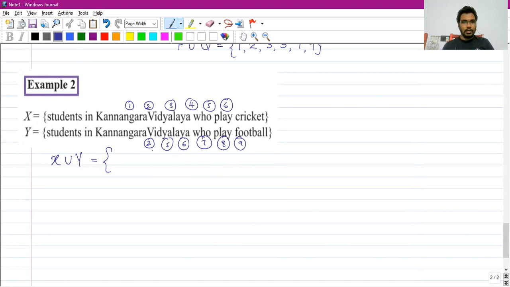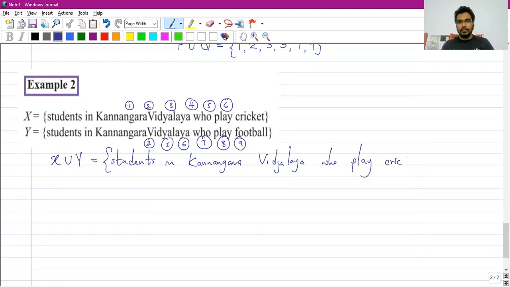So how can we write it? We can write students in Kannangara Vidyalaya who play cricket, and what will be the word here? If it is "and", it will be the intersection, and football.